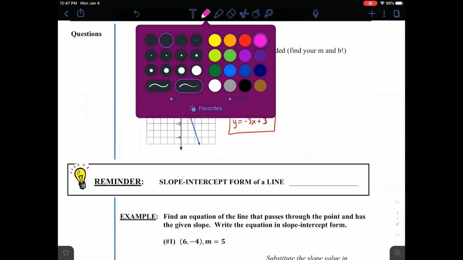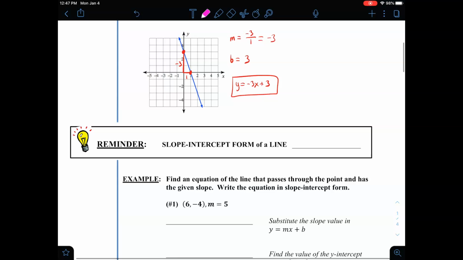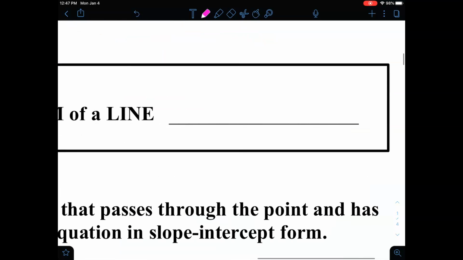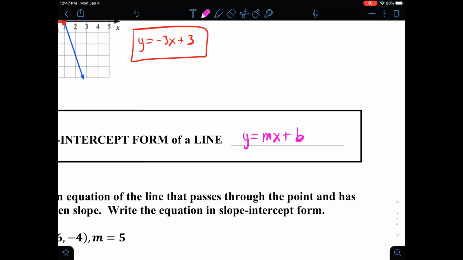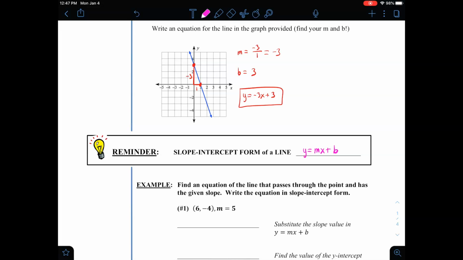So let's get into this. Let's change our color here. A reminder, slope-intercept form of a line is what? What's the equation? Well, we talked about earlier, it's y equals mx plus b. Very important equation for this chapter, slope-intercept form. It's called that because it has a slope and it has a y-intercept.